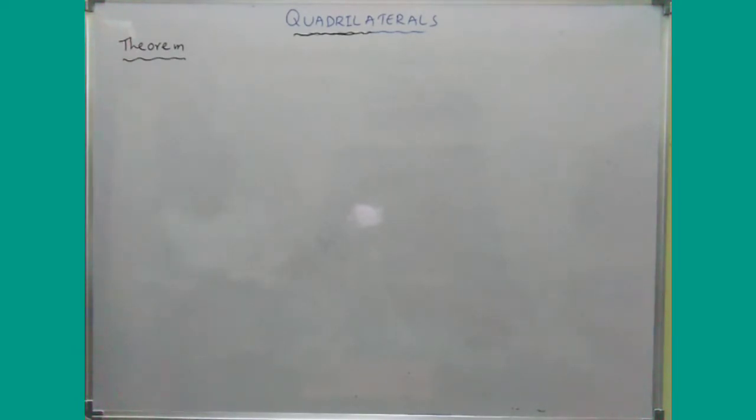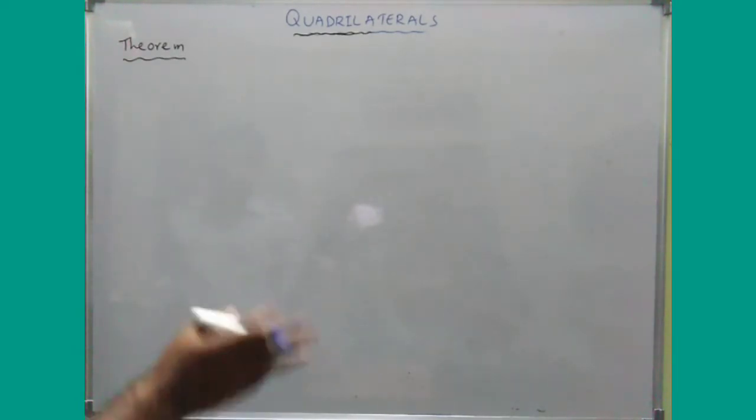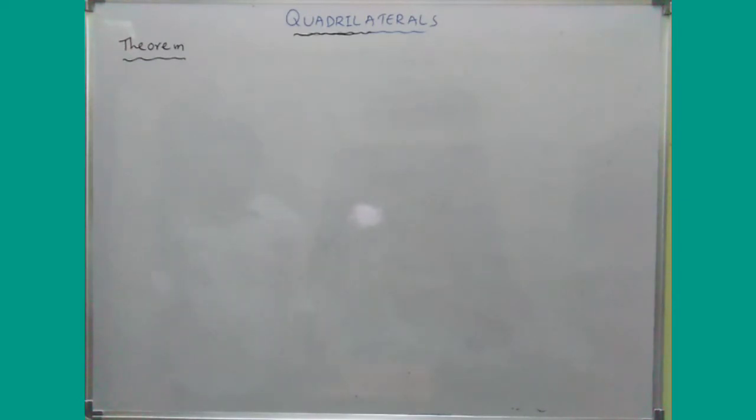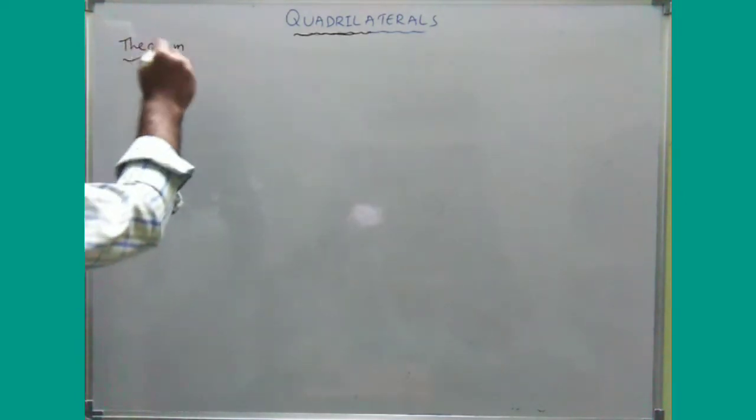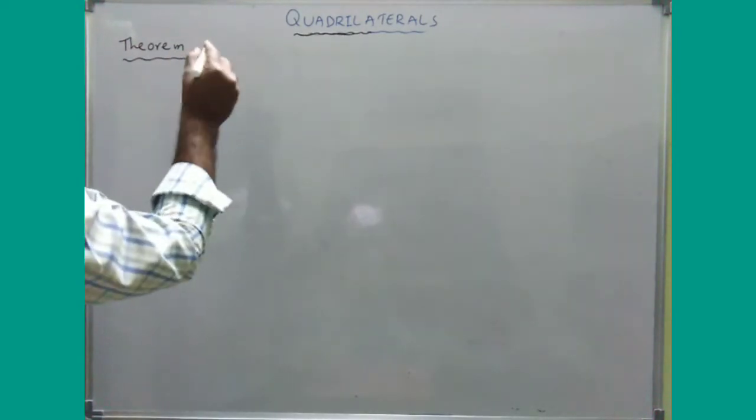Next, is its converse also true, ma'am? It's the converse of the above theorem. What is that? If two parallelograms have the same base, equal bases, and lie between the same parallels, then their areas are equal. Okay, the converse of the above theorem is also true. And look at the next theorem.